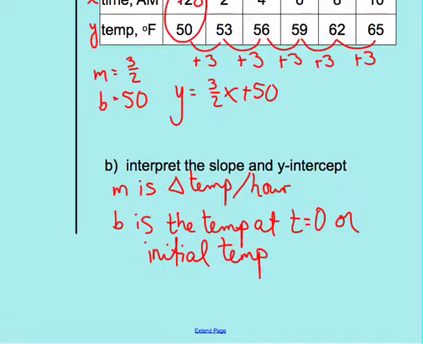Alright, it's very important that you can interpret your slope and your y-intercept in a context, because that's the application. That's why we work with lines. It's not very important to work with lines without context. You can't apply that to anything.